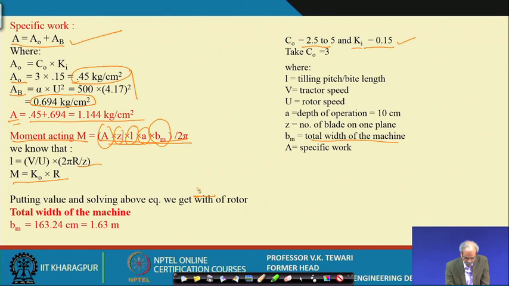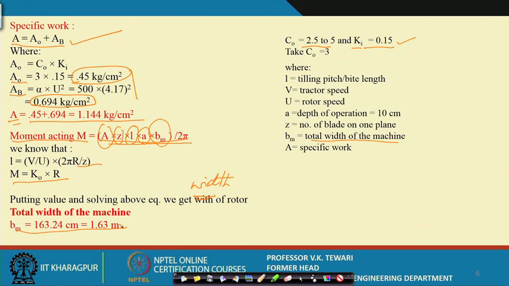the width of the rotor, the total width of the machine, as this here. Once we get the width of the machine, we know this should be the maximum width of the machine for a 30 horsepower tractor. It depends on whether we actually take 1.63 or slightly less, or we can still take maybe 1.7 meter or so. This is a consideration which the designer has to look into depending upon his power source. Okay, let us go ahead.